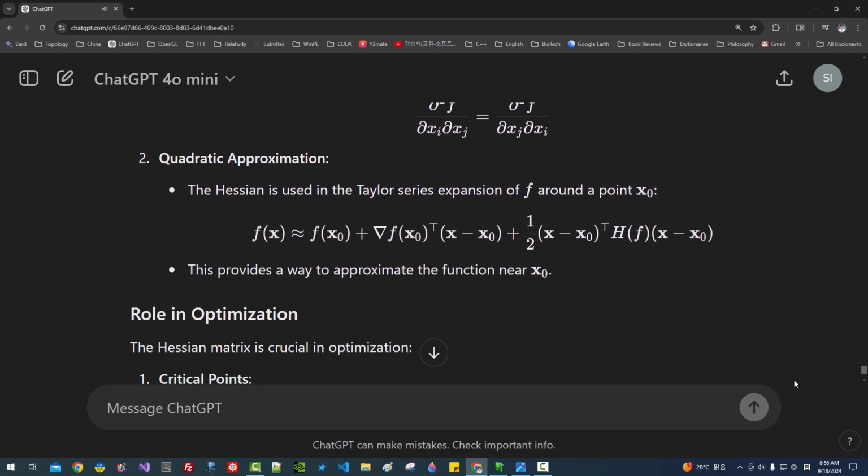2. Quadratic approximation. The Hessian is used in the Taylor series expansion of f around a point x0. f of x is approximately f of x0 plus the gradient of f at x0 times x minus x0, plus one half times x minus x0 transposed times H_f at x0 times x minus x0. This provides a way to approximate the function near x0.